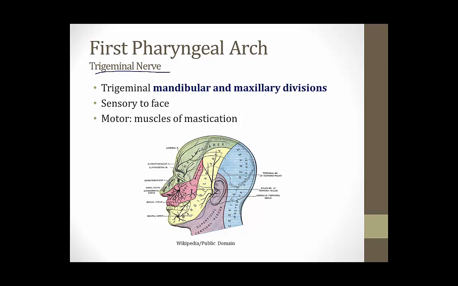Specifically, the first arch gives rise to the mandibular and maxillary divisions of the trigeminal nerve, and that's easy to remember if you know that this arch also gives rise to the mandible and the maxilla. Some of the dermis of the face derives from the first pharyngeal arch, and therefore this arch has a nerve that is sensory to the face. In addition, as you may know, the trigeminal nerve supplies motor innervation to the muscles of mastication, and that also should make sense to you since we just talked about how the muscles of mastication derive from the first pharyngeal arch.